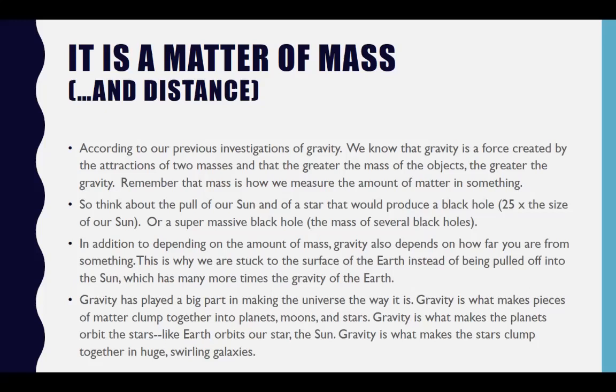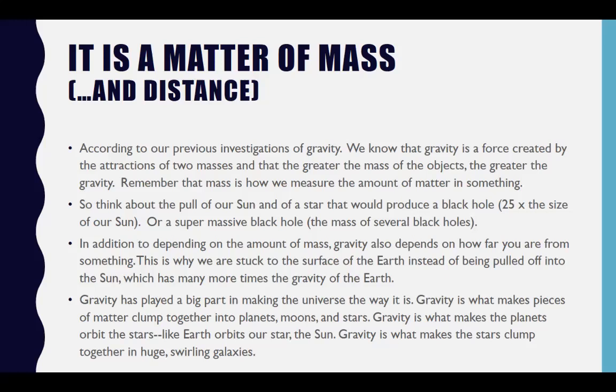So in addition to depending on the amount of mass, gravity also depends on how far you are from something. This is why we are stuck to the surface of the Earth instead of being pulled off into the sun. The sun has many more times the gravity of Earth, but because it's so far away, it's so much weaker. Remember, inverse square law.